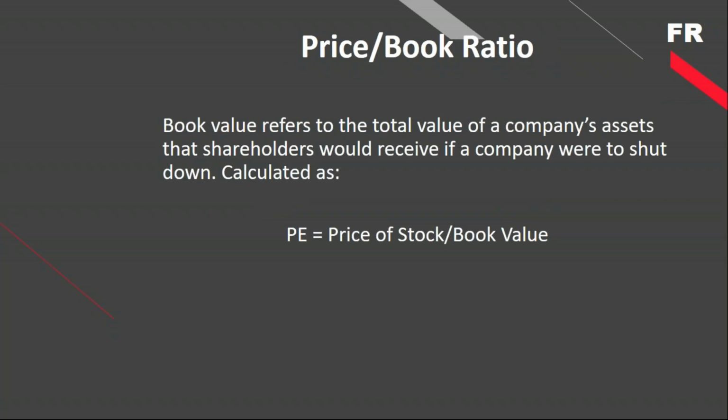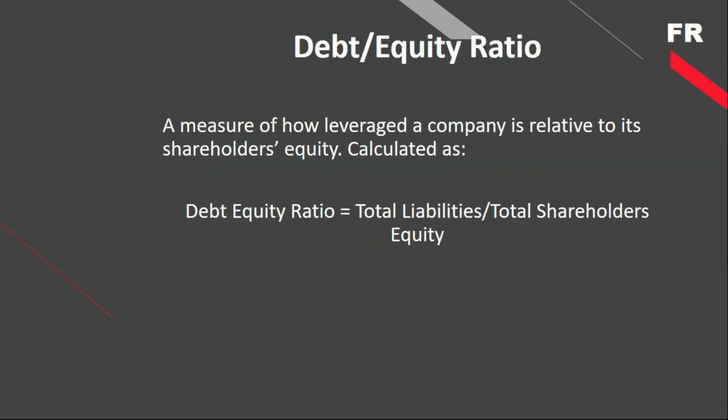Okay, the price to book ratio. Most analysts will not use this number, but it's also a nice view to have with regards to your company's assets. So this is simply the total value of a company's assets that shareholders would receive if a company were to shut down. So you simply take the closing stock price for that particular day and you divide it by this book value, and most companies will give you the book value for their company in their financial statements.